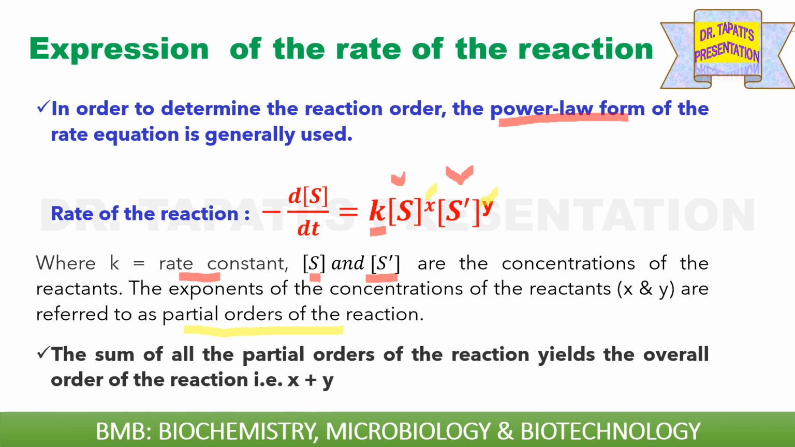The sum of all the partial orders of the reaction yields the overall order of the reaction, that is x plus y. X plus y is the overall order of the reaction. That means the total of the sum of the exponents of concentrations. In this case, x and y both are exponents of two reactants. So overall order of the reaction will be x plus y.